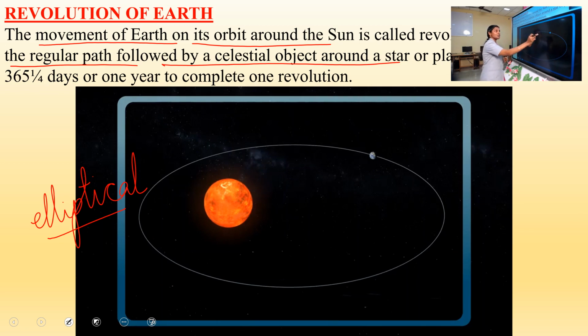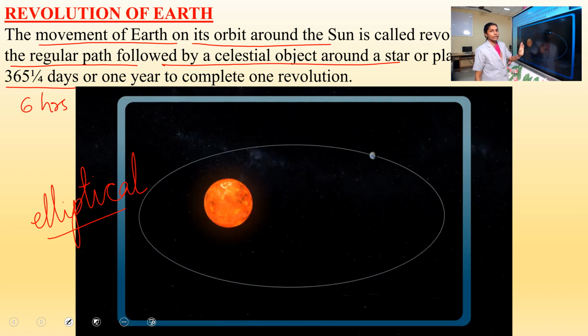Now, for the earth to revolve round the sun, it takes 365 and 1/4 days. How many days is being taken? 365, 1/4 days is being taken to complete one revolution. Okay, or to complete one revolution, 1 year is being taken. So here, see, this 365, 1/4 days. So this 1/4 day means 6 hours. Extra 6 hours is being taken.